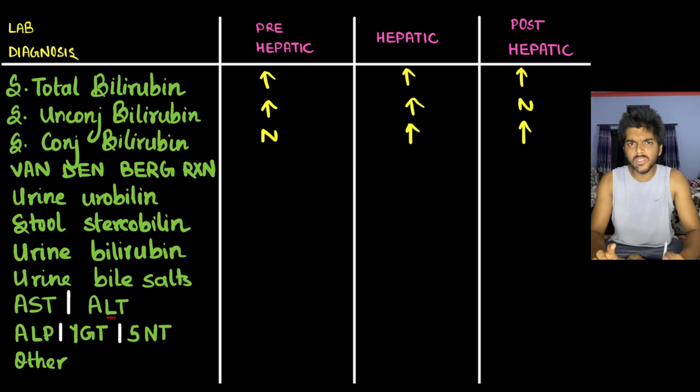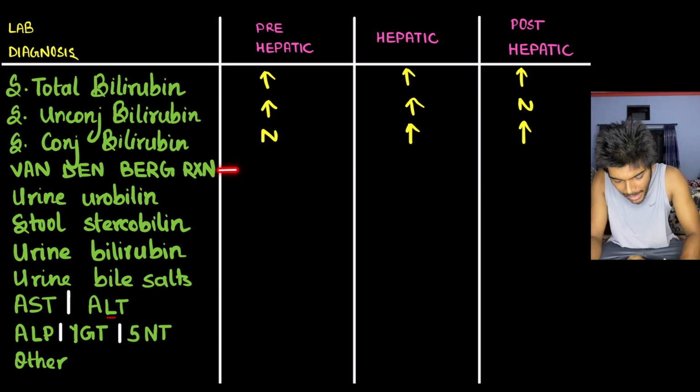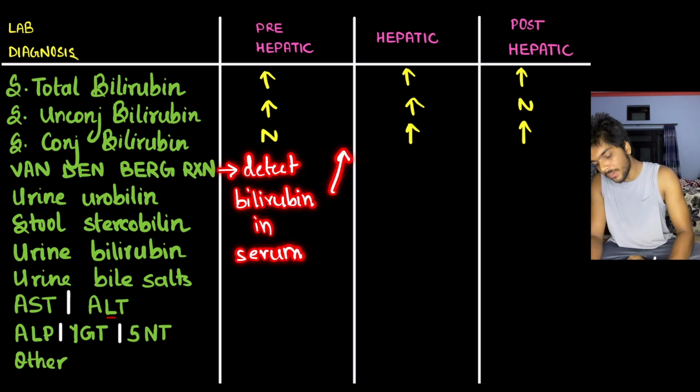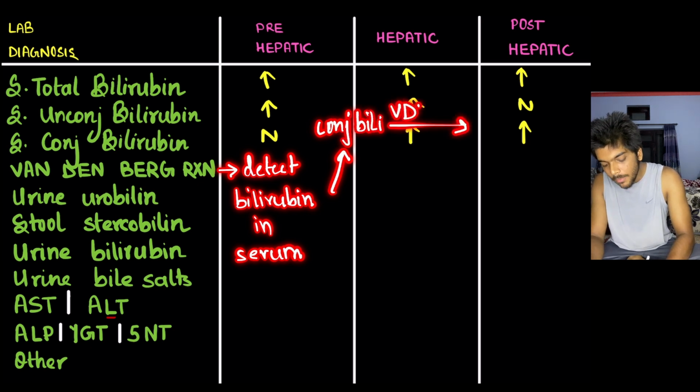Van den Bergh reaction. Short, what is the Van den Bergh reaction? It is a biochemical test that is used to detect bilirubin. Not just to detect bilirubin, but to distinguish the type of bilirubin in blood serum. See, if within blood serum there is conjugated bilirubin, then when you put Van den Bergh reagent in it, it shows coloration.